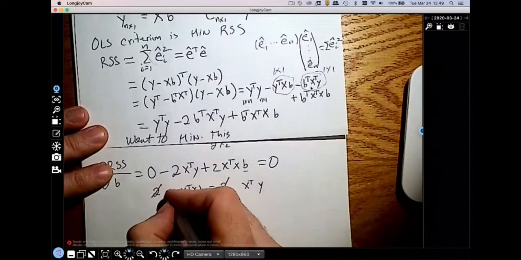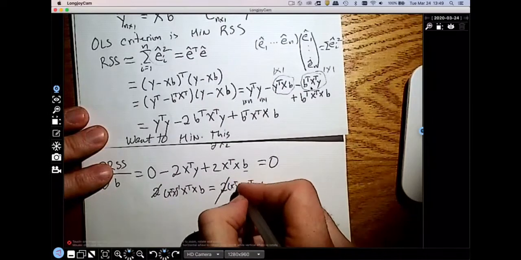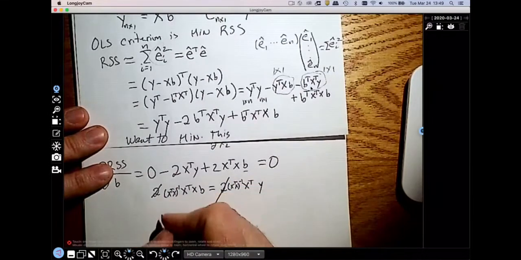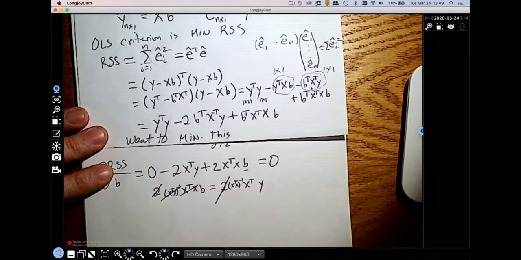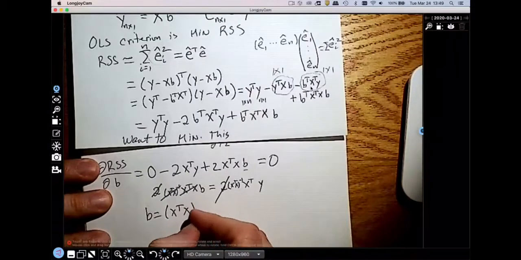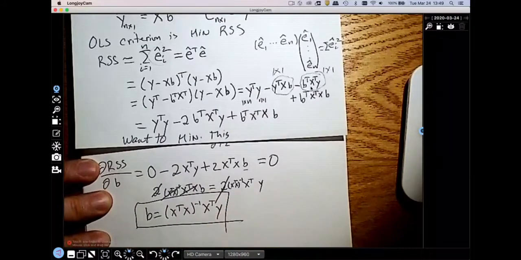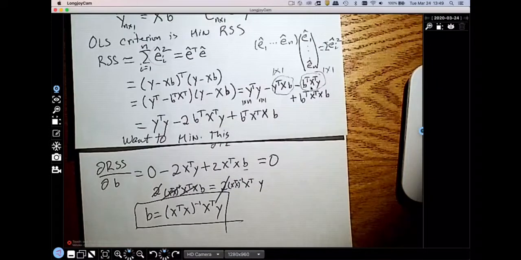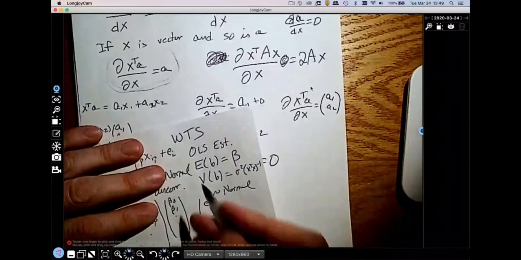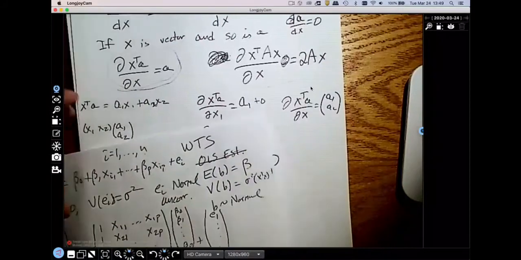I'm going to pre-multiply by x transpose x inverse. So x transpose x inverse. And then what happens is these cross out, and you're just left with b equal to x transpose x inverse x transpose times y. And that is a very important equation. That is the formula that you compute if you want to find your OLS estimates. So if we go back to what I said earlier, we want to compute the OLS estimates. We've just done that, so we can cross that one off the list.